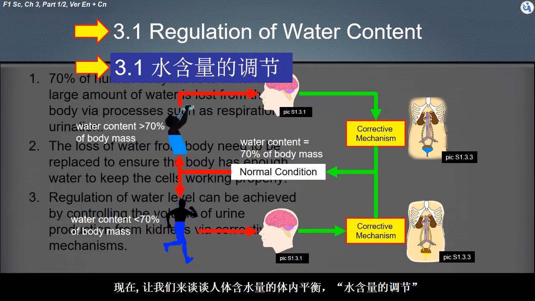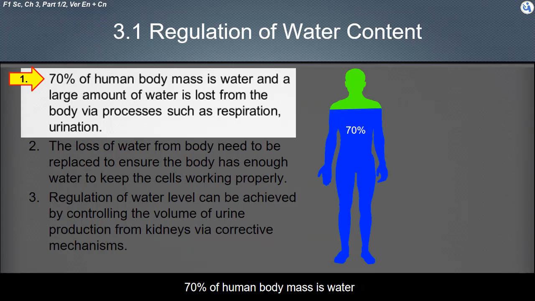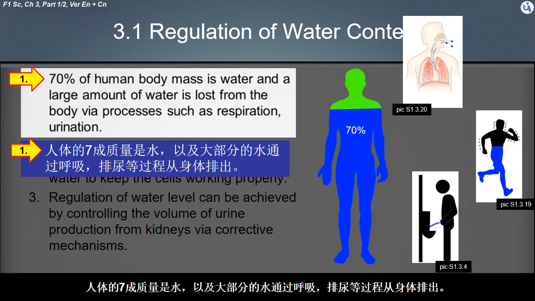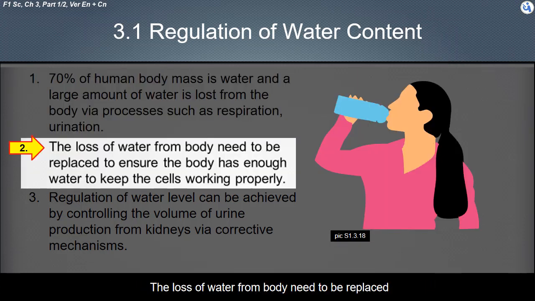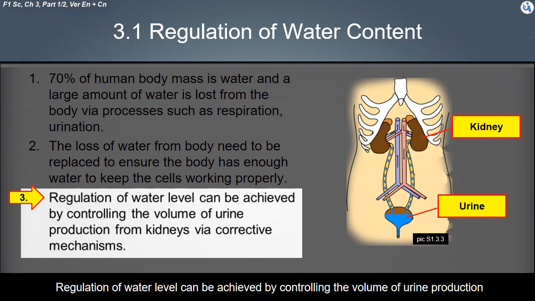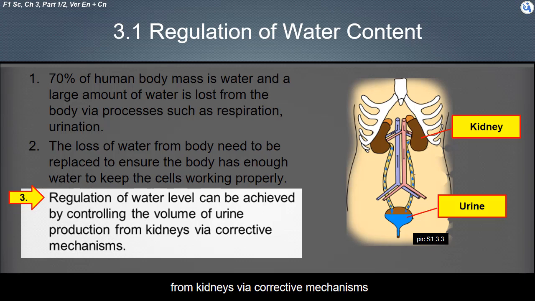Now, let's talk about the homeostasis for the water content in the human body, the regulation of water content. 70% of human body mass is water, and a large amount of water is lost from the body via the processes such as respiration and urination. The loss of water from the body needs to be replaced, to ensure the body has enough water to keep the cells working properly.